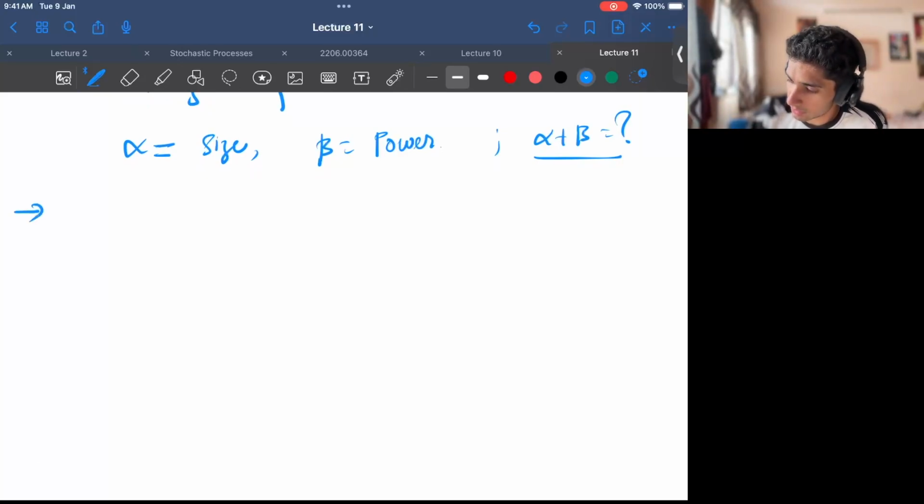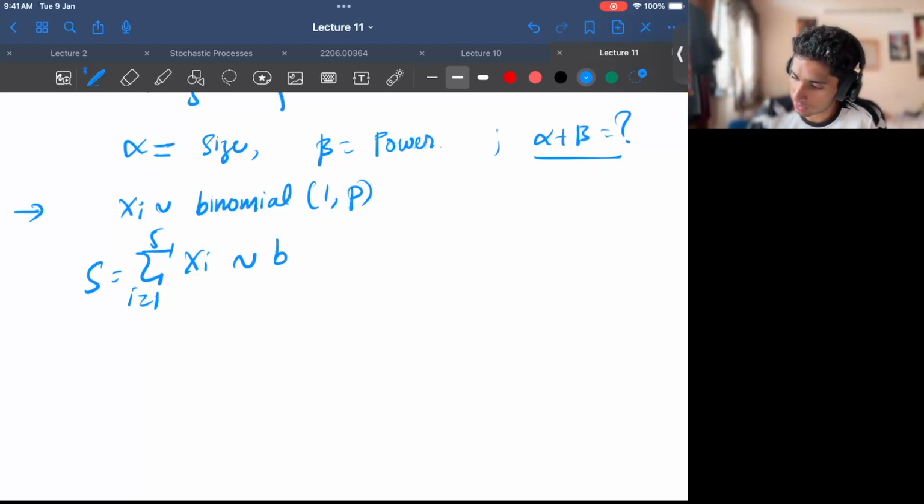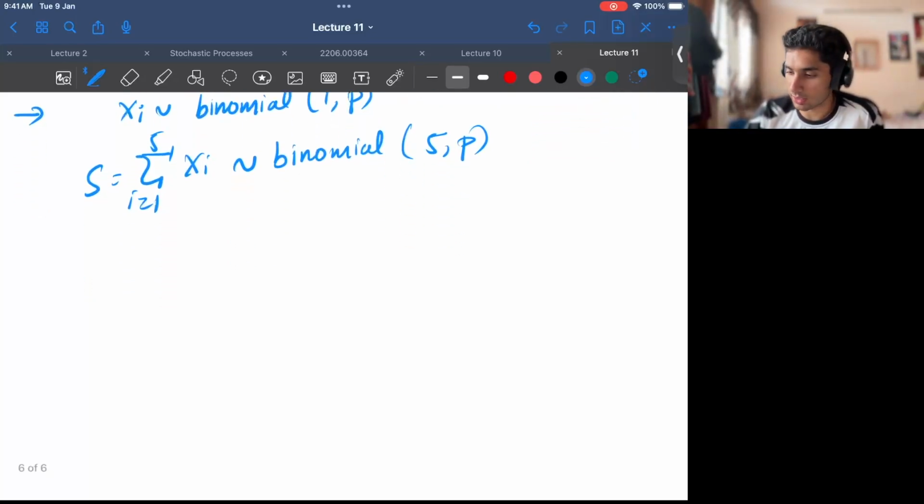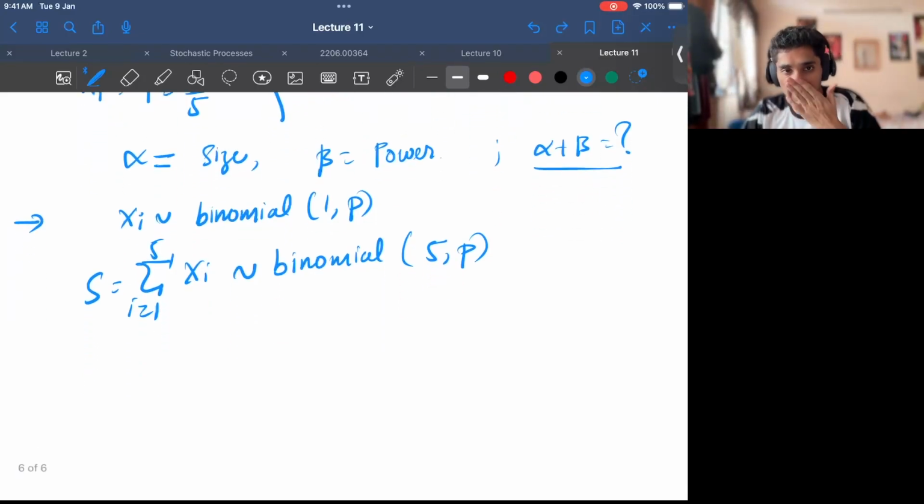So how will you solve this? Again, it's simple, right? Since all xi's are sampled from binomial 1 comma p, what will be the summation of xi, i equal to 1 to 5? Let's call this S. What will be this distribution? Binomial 1 plus 1 plus 1 till 5 times, so it will be binomial 5 comma p. This is your test statistic, so to say. This has the distribution binomial 5 comma p.